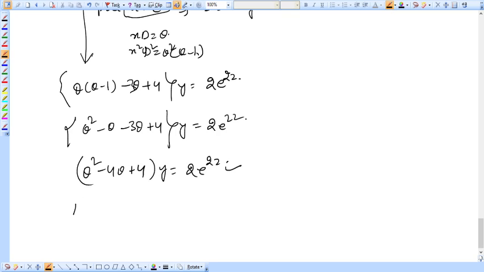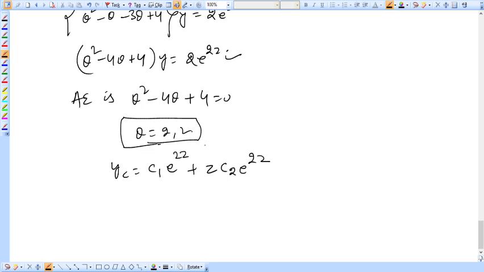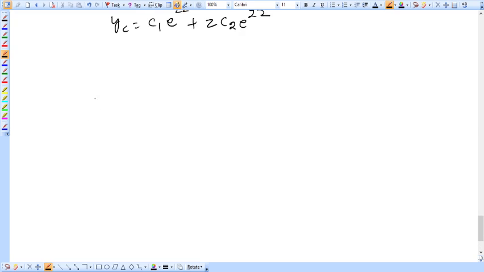So the auxiliary equation in this case is theta square minus 4 theta plus 4 equal to 0. The roots of this auxiliary equation are theta is equal to 2 comma 2. In this way the complementary solution is c1 e raised to power 2z plus z into c2 e raised to power 2z, because we get a repeated root here. So the complementary solution is done.